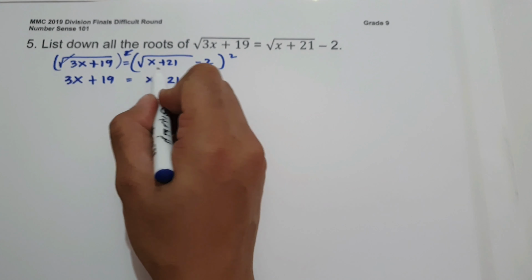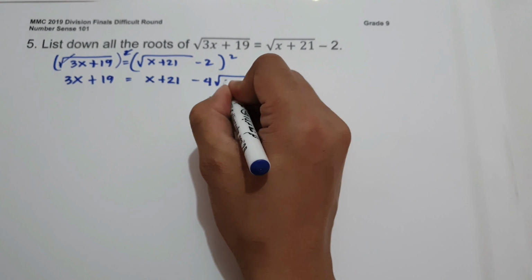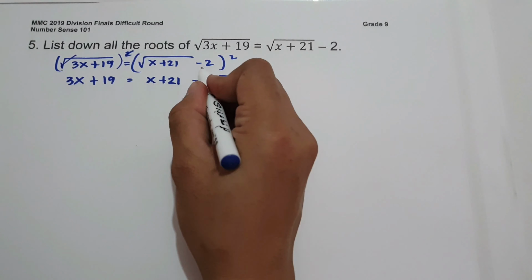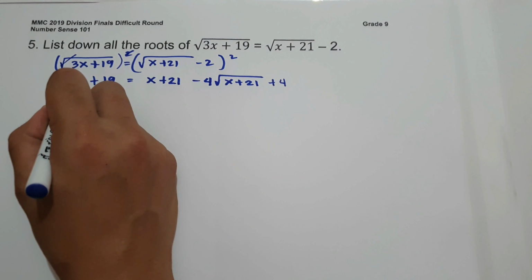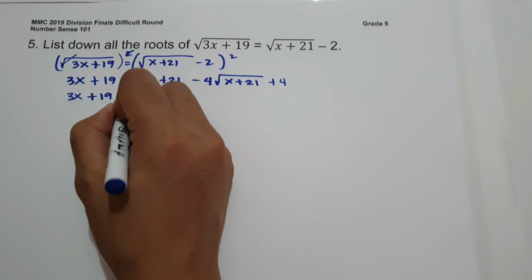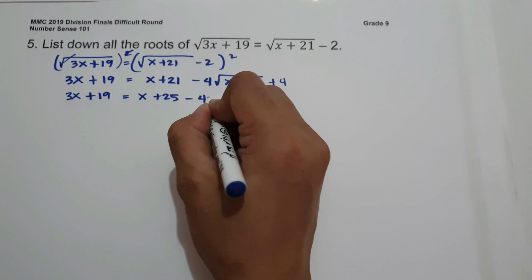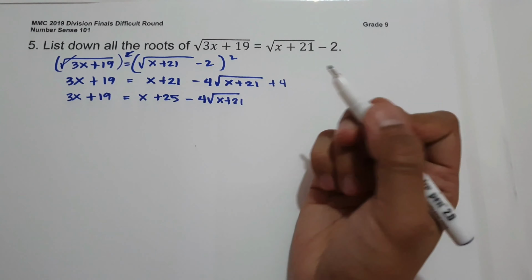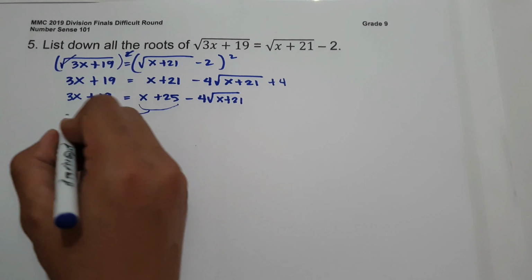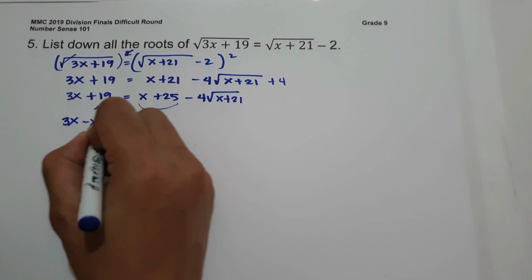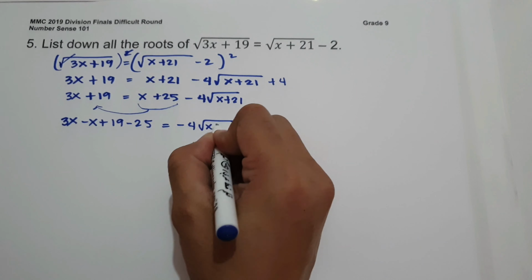And then square root of x plus 21 times negative 2 multiplied by the constant 2, that is negative 4 times square root of x plus 21. And then negative 2 multiplied by itself, that is 4. So let us simplify. Let us write 3x plus 19. We have x, 21 plus 4 is 25. Minus 4 square root of x plus 21. And then let us move x plus 25 on the other side. It will be 3x minus x plus 19 minus 25 equals negative 4 square root of x plus 21.